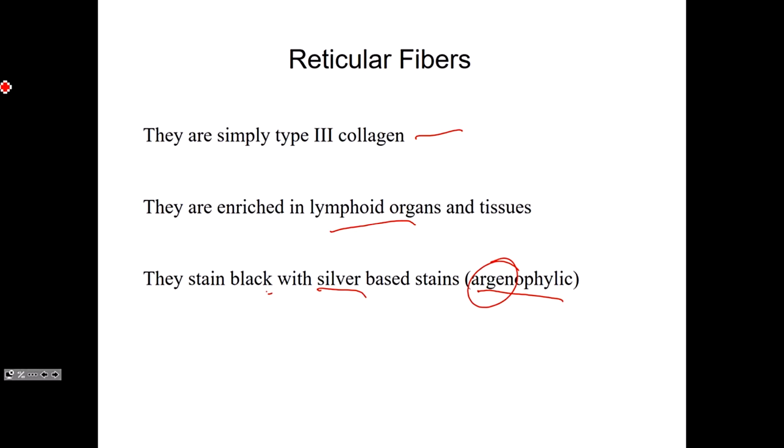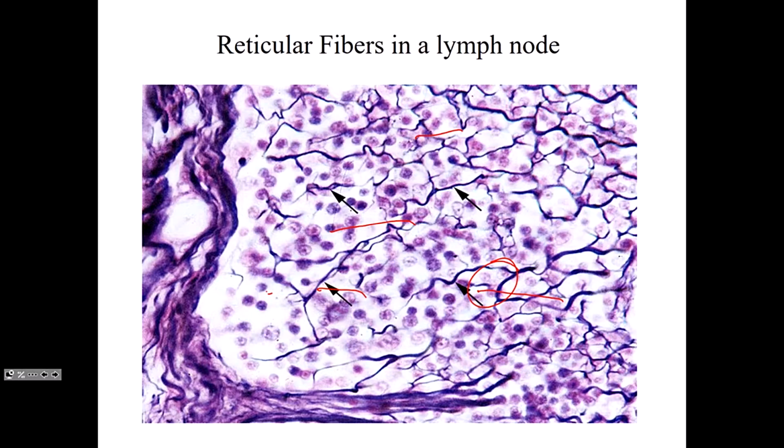So argyrophilic, silver-based stain. So here we can see some reticular fibers in a lymph node, where the arrows are pointing to blackish, I guess there's a little more purple on this one, reticular fibers within the lymph node.